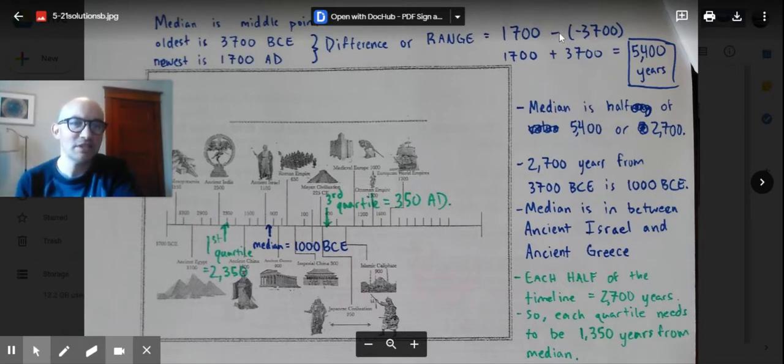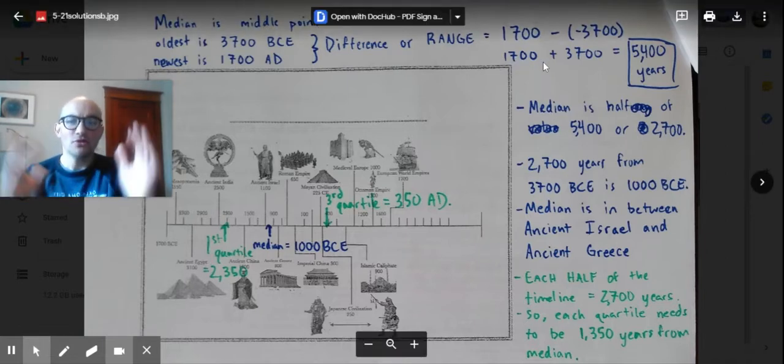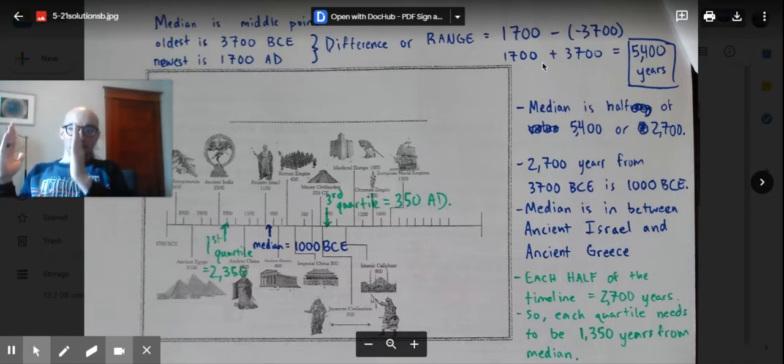So the difference there, 1700 minus negative 3700. When I'm subtracting a negative number, the rule is that I change that to an addition sign. So now I'm just adding these two numbers, and I get a total of 5,400 years. And so median, remember, median's the middle point. So think about the range as the span. I'm trying to lean back so I can widen my arms out as much as I can. The span of the years. So the median is the exact middle point, or the halfway point, if you want to think of it like that, just the middle point there.